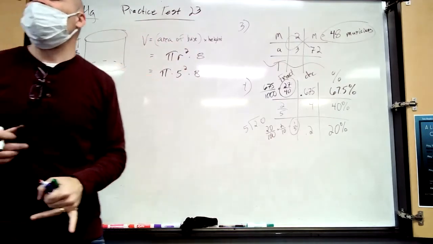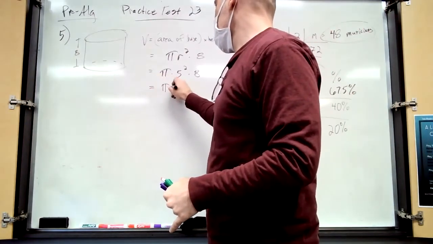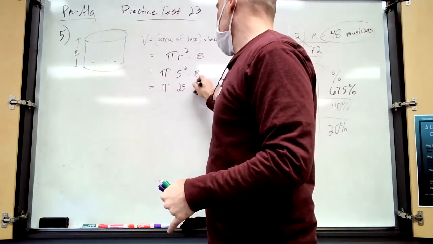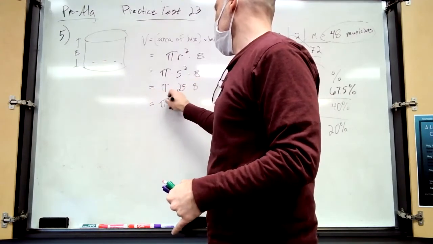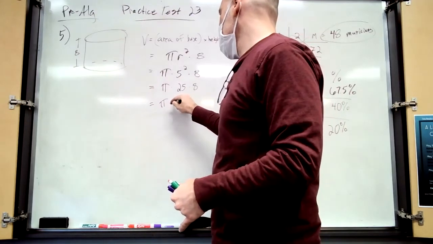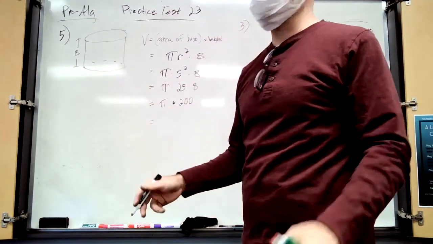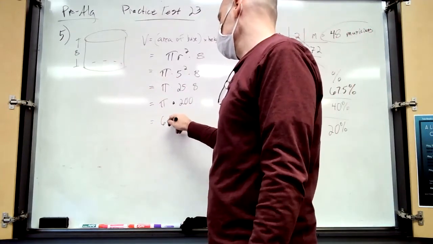So let's see, what's 25 times 8? 200, right? Times pi. So 3.14 times 200 is 6280.